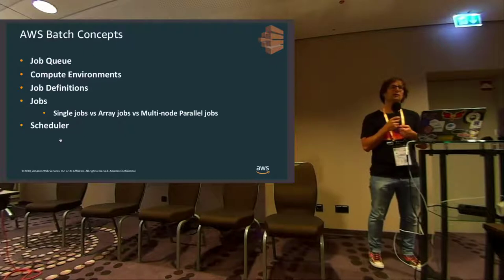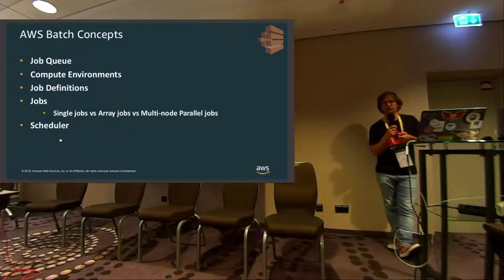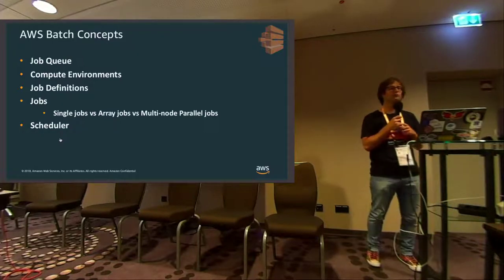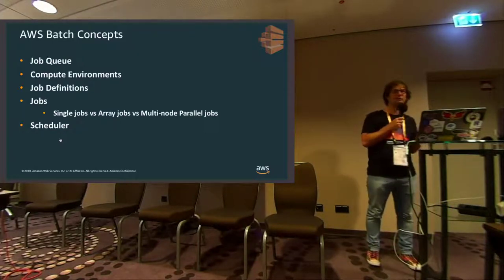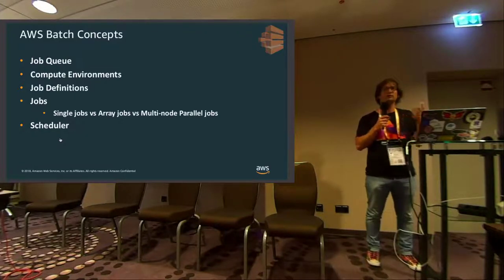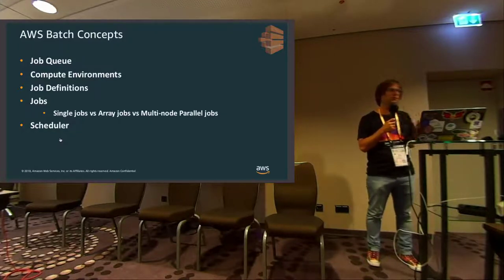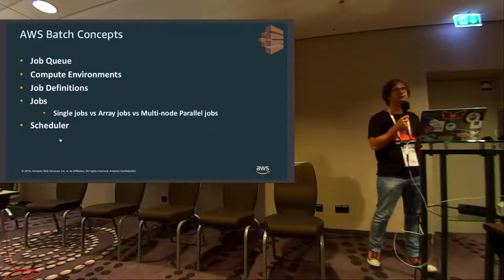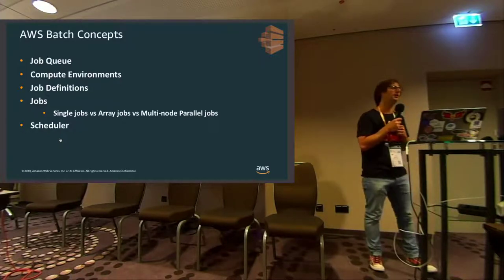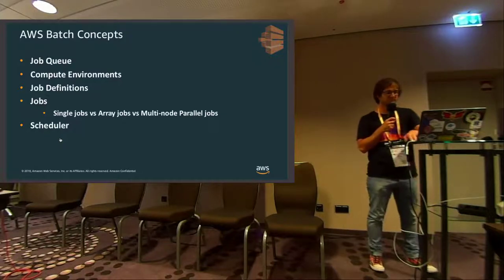That's mainly a FIFO. We plan to enable more complex queuing strategies. We already handle dependencies, so you can define a directed acyclic graph of jobs and they will execute the right way. But having things more complex like preemption and that kind of stuff is something we are still considering and waiting for feedback from our customers to decide whether we will do it or not.